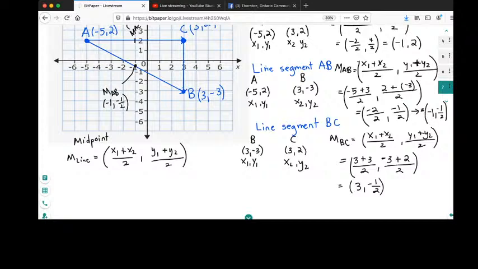So let's go ahead and make sure that that's correct. It makes sense, obviously, that we have our x on the 3 because that's where this is. It's a vertical line. And then right here at -1/2, that's the midpoint of BC, and we know that that value is as such. Yay!